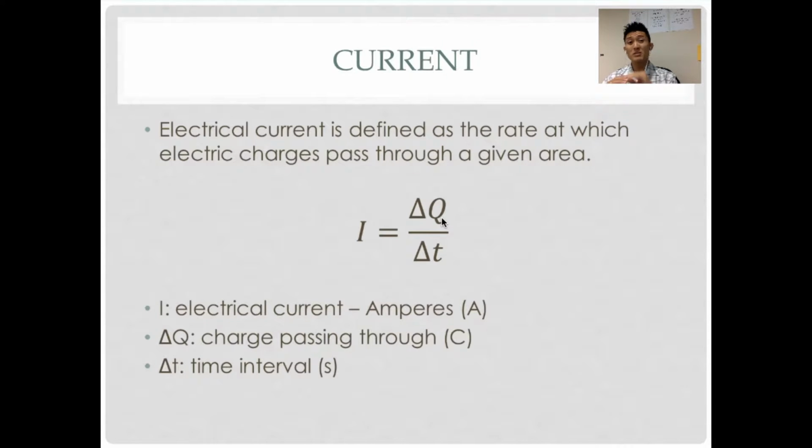So if I have a large amount of charge passing through every second, I'm going to have a large current. Or if that charge passes really quickly through that wire, then again I'm going to have a very high current. And vice versa. If the charge is moving really slowly or I have a very small amount of charge, my current's going to be very low.